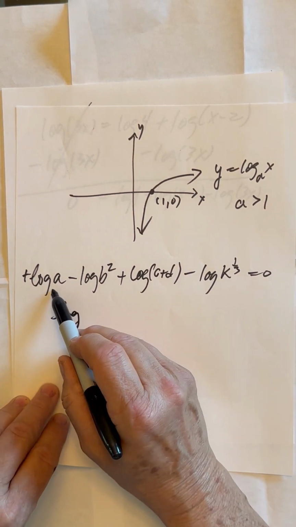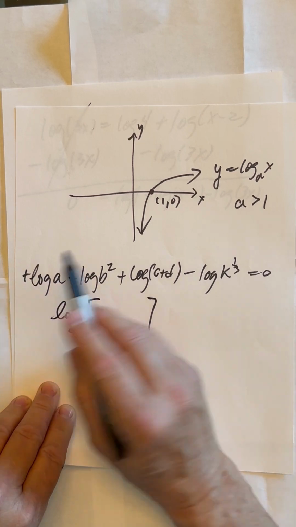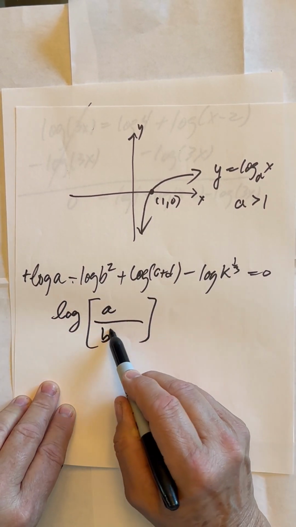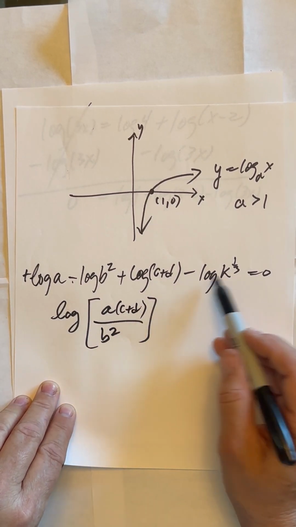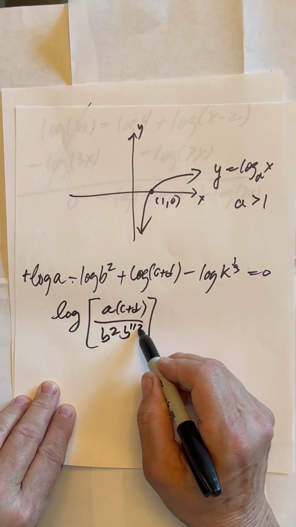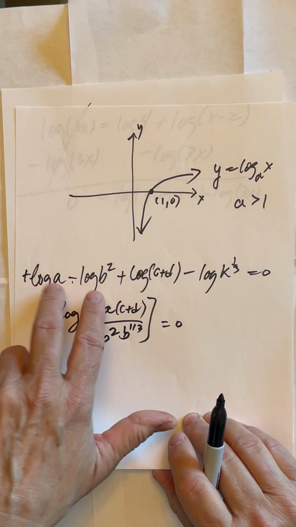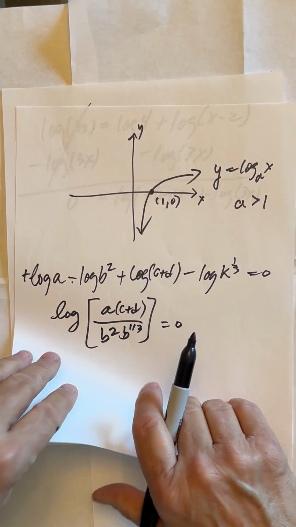So log, this is base 10, understood. Your a has a plus sign, so your a goes in the numerator. This has a minus sign here, so your b squared goes in the denominator. You have a plus sign here, so c plus d goes in the numerator. You have a minus sign here, so this goes k to the 1/3. And there you are. I don't suggest doing it piecemeal like students do. They'll do two at a time, and then the other two, and then the other two. Just do it all at once.